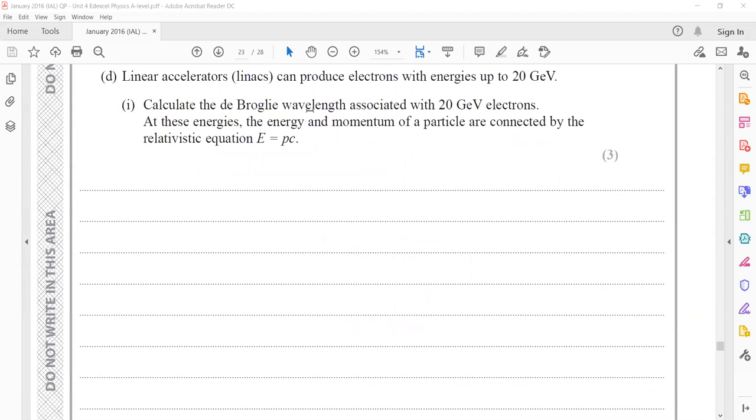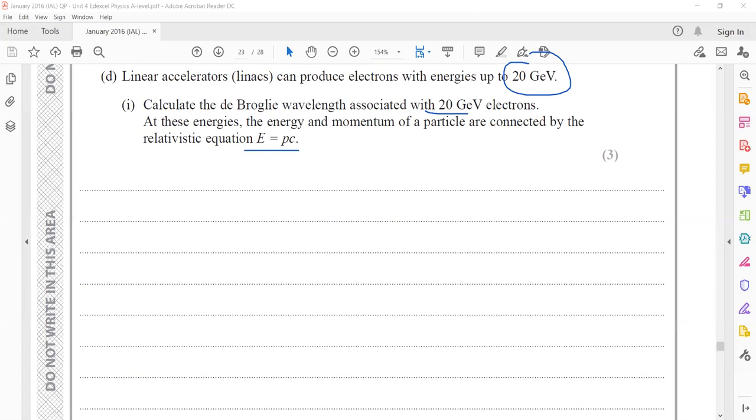In the next part, they're saying the linear accelerator can produce an electron with energy up to 60 giga electron volt. So this is the energy which is released, about 60 giga electron volt. Calculate the de Broglie wavelength associated with a 60 giga electron volt electron, and at these energies, the energy and the momentum of the particle are connected by the equation E equals PC.